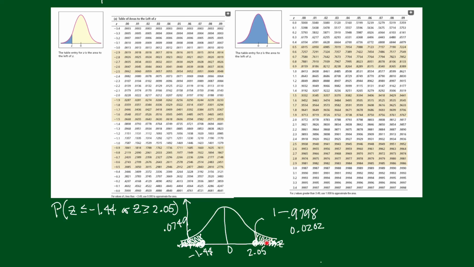I've got this area here, and I've got this area here, and I'm on an OR. So we're going to add these together. So we are going to get, I'll do it right over here, it's going to be 0.0749 plus 0.0202. So what do we get? 11,590. So I'm seeing this as 0.0951. Pretty small probability.